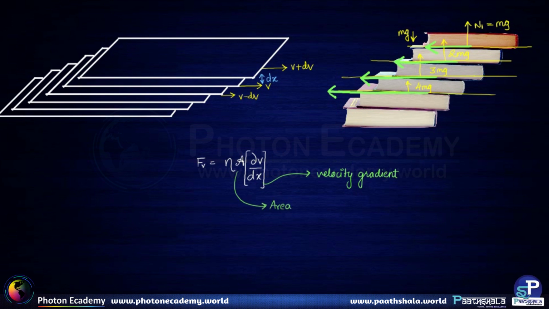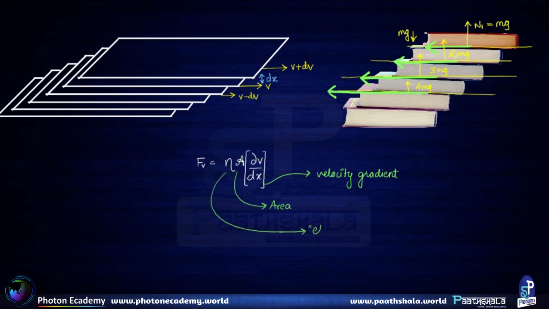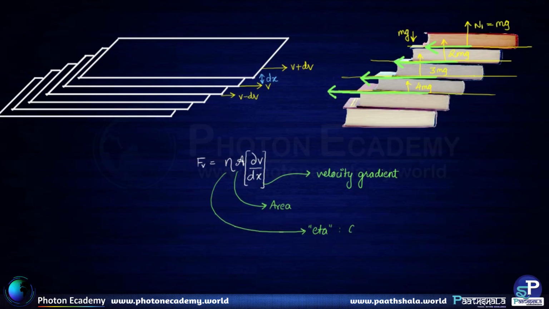And this eta, this is a Greek alphabet, eta. Eta happens to be the coefficient of viscosity. Much like the coefficient of friction, eta will try to reduce or restrict the relative motion between surfaces in contact. So here the surfaces in contact are the laminas of the fluid that are in contact. So eta is nothing but the coefficient of viscosity.